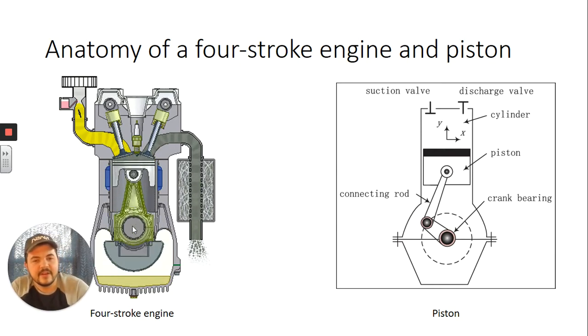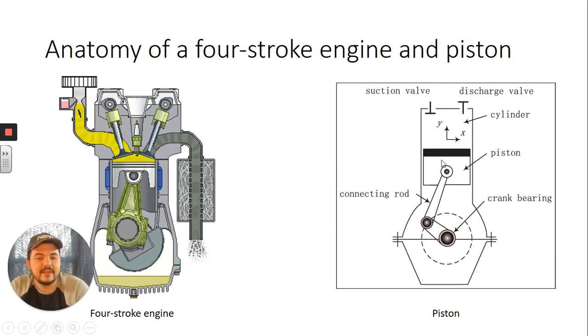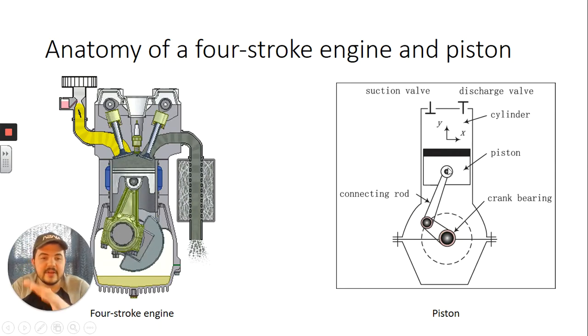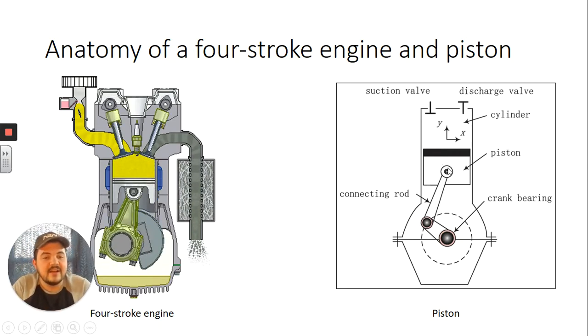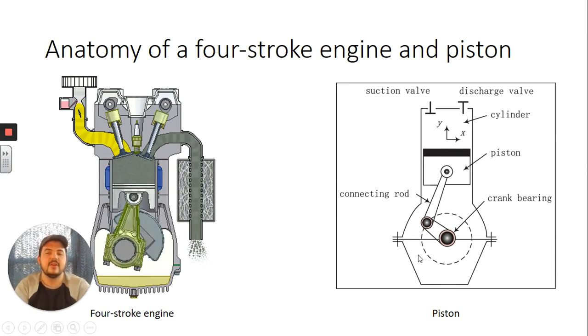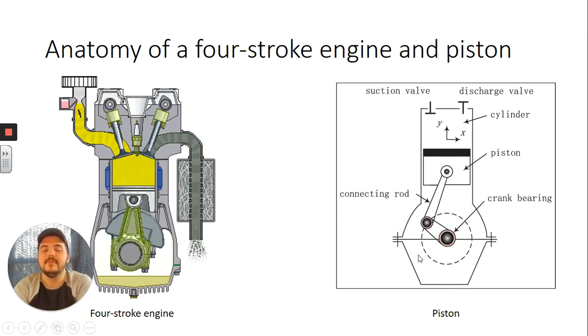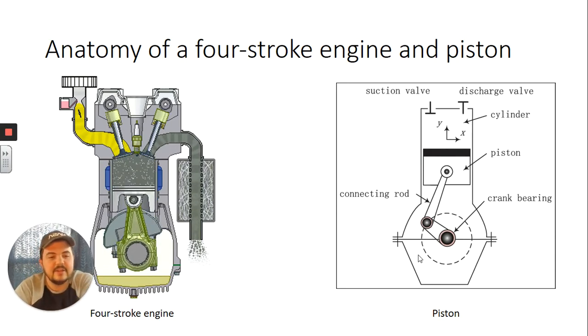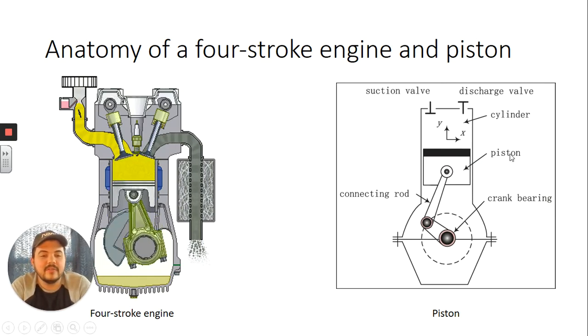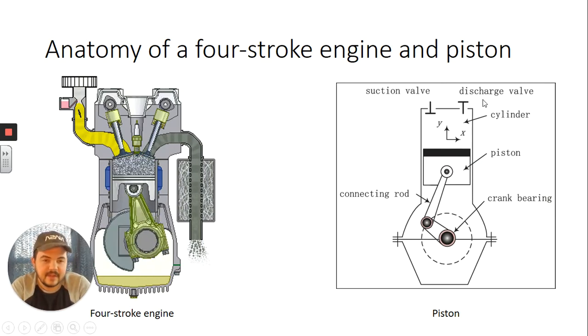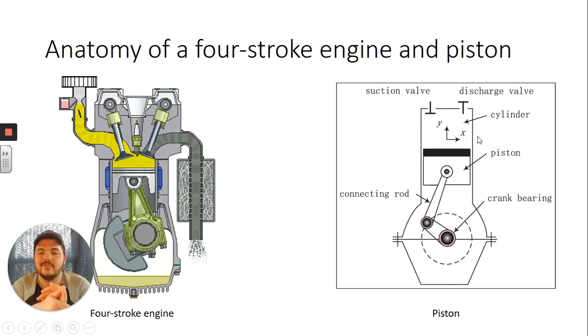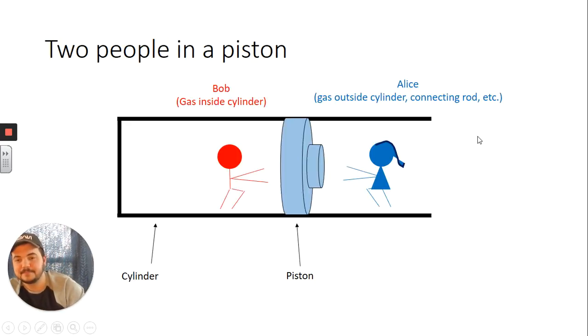Some vocabulary on the right here for the schematic: the part that's moving up and down there, that's what we call the piston. The connecting rod and the crank bearing are not necessarily a part of what we're going to be talking about here, but you can know what they are. And then the walls there are the cylinder. So the cylinder and the piston are the two parts that we are talking about.